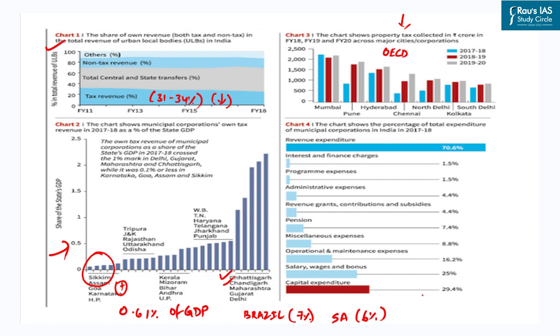At last, the report also highlights less capital expenditure. Over 70% was spent on revenue expenditure such as salaries, wages, bonus, that is 25%, operational and maintenance charges around 16%, pensions around 7%, while less than 30% was spent on capital expenditure. The report also highlights that the corporation are mostly dependent on transfers, with their revenue raising potential being limited.